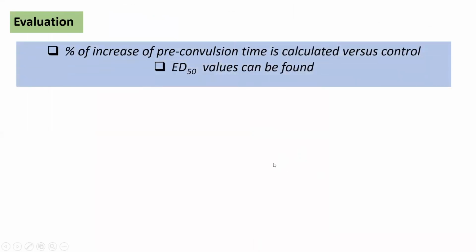So in this case, what is the evaluation? The first is the percent increase in pre-convulsion time, calculated versus control. So first you take the response of the control without test drug, and second you give the test drug and take the responses. The change in time for the development of pre-convulsion is calculated, and from that the ED50 value can be found out.